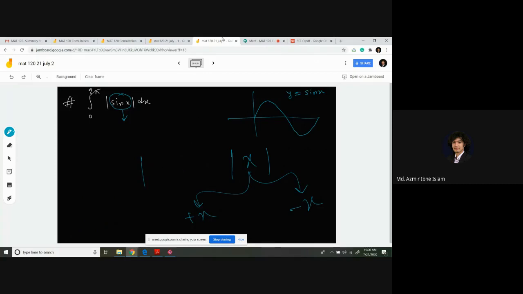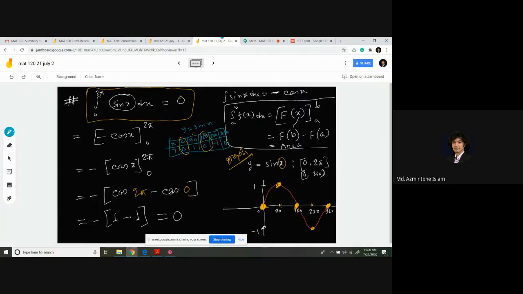Clear? Yes. Already, whenever I have found the points, from 0 to 180 degree, can you see? From 0 to 180 degree, we have the positive part. That means sine x is positive from 0 to 180 degree. And from 180 degree to 360 degree, sine x is negative because it is coming below the x-axis. Is that okay? Yes, sir.